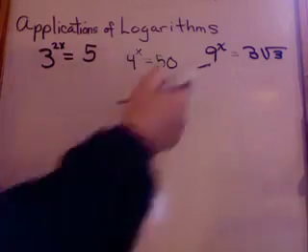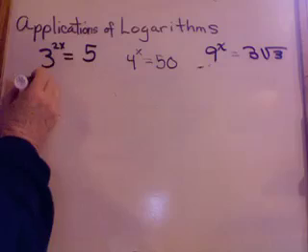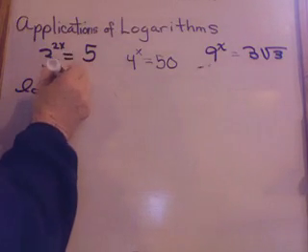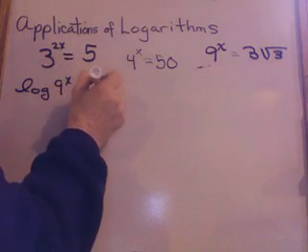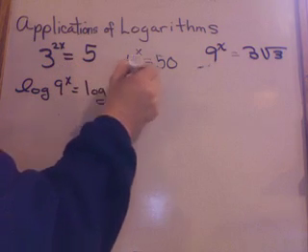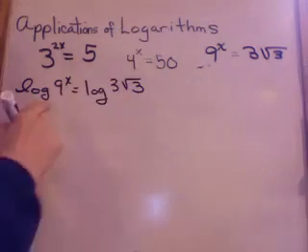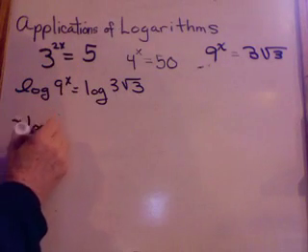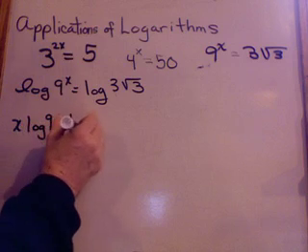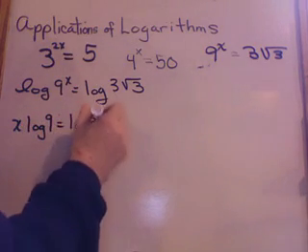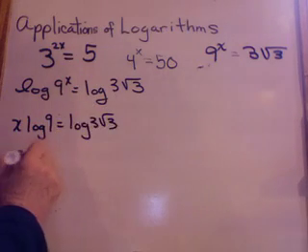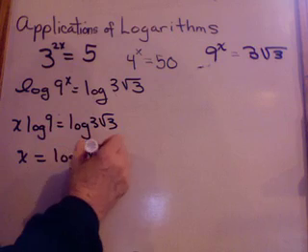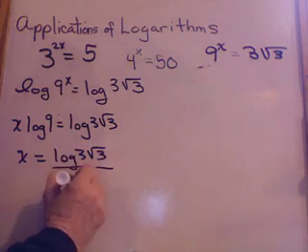All right, so let's solve this last one here. First thing I'm going to do is take the log of both sides. Log 9 to the x equals log 3 root 3. Move the x in front. So x log 9 equals log 3 root 3. x equals log 3 root 3 divided by log 9.